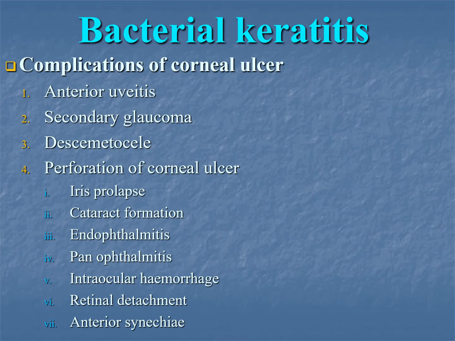What are the complications of corneal ulcer? Along with corneal ulcer, there may be anterior uveitis, secondary glaucoma, and descemetocele in case of continuous sloughing of the superficial and deeper layers of the substantia propria, and then of course the Descemet membrane forms an outward protrusion that is called descemetocele, and ultimately perforation of the corneal ulcer occurs. Once perforation occurs, it causes iris prolapse, cataract formation, endophthalmitis, and panophthalmitis when the outer layers of the eyeball are also involved.